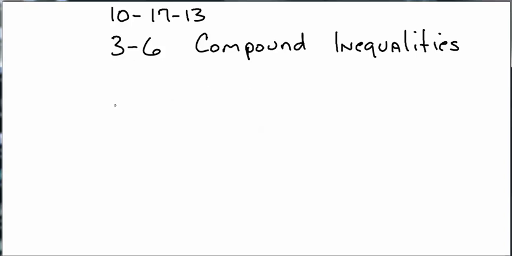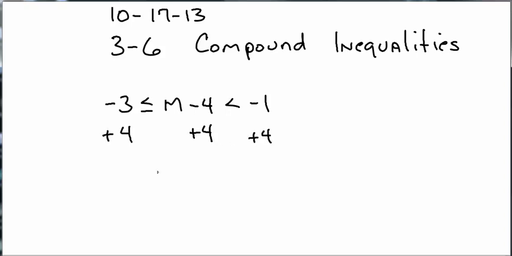You got -3 less than or equal to m minus 4, and that's less than -1. Alright, when the variable's in the middle, look, you add 4 to the middle. If you add 4 to the middle, you got to add 4 to the right and to the left. You're treating these inequalities like equal signs. So whatever you do to the middle, you got to do to the right side and to the left side. And -3 plus 4 is 1 less than or equal to m, which is less than 3.